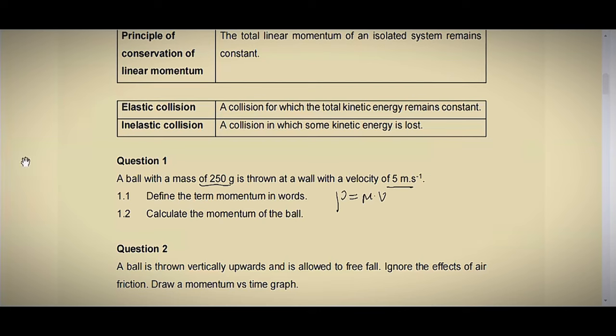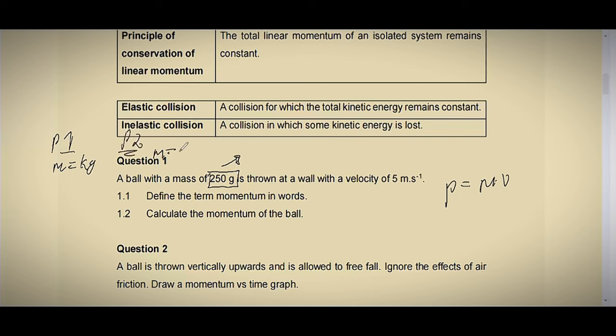Then 1.2 says calculate the momentum of the ball, right? So to calculate the momentum of the ball, we have P equals M times V, but it is very crucial to note something here. Our mass here is given in grams, but in physical sciences paper 1, our mass should always be in kilograms. Note that when we are dealing with paper 1, which is mechanics, our mass should always be in kilograms. But when we are dealing with paper 2, chemistry, our mass should be in grams. Note this about physical sciences.